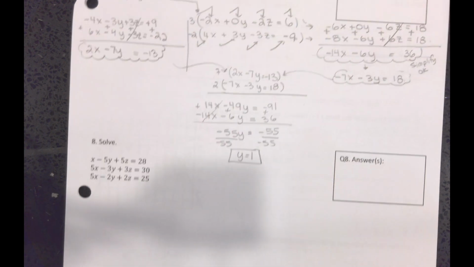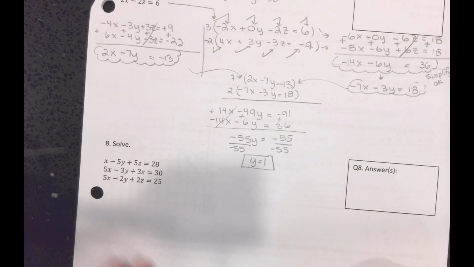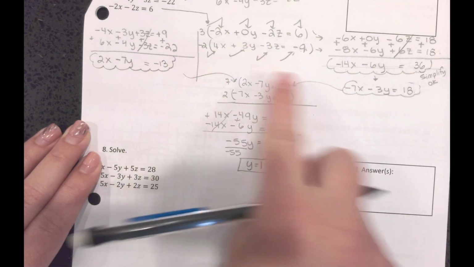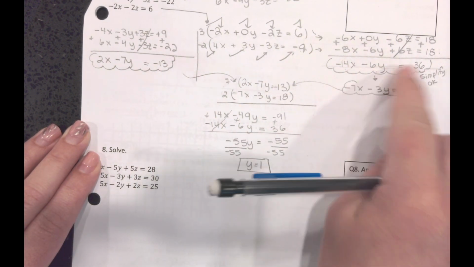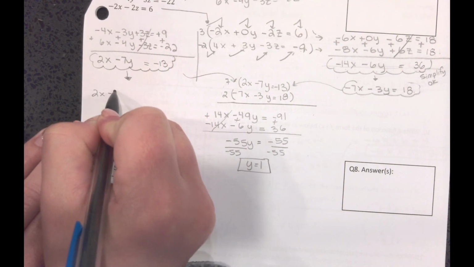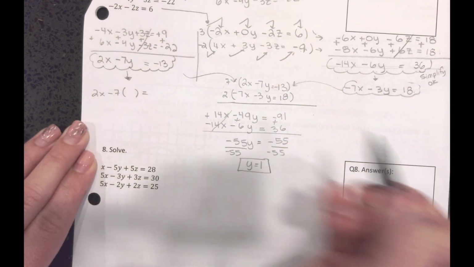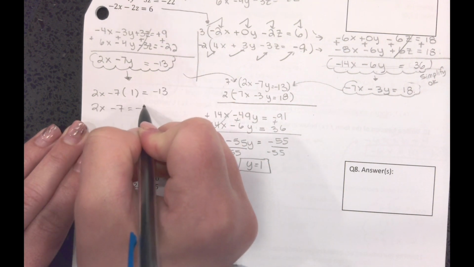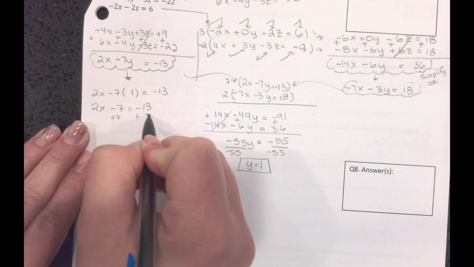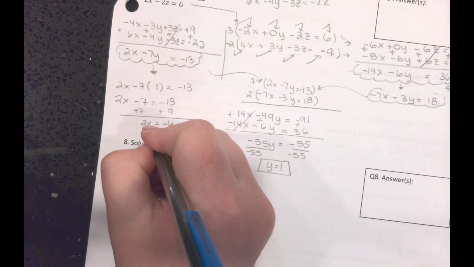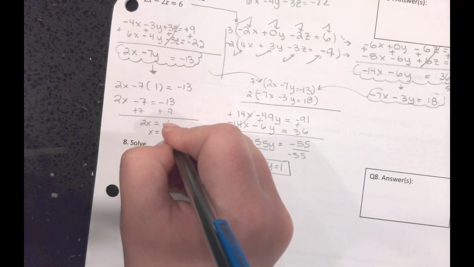Very much better. Okay, so now that you have one of your variables, you're going to take it and plug it into one of these equations. Now you can choose the simplified, unsimplified. I'm going to choose this one just because I have space. No other reason than that. Y was 1. So we have negative 7 is equal to negative 13. Add 7, 2x, negative 13 plus 7. And I get a negative 6, so that means x is equal to a negative 3.